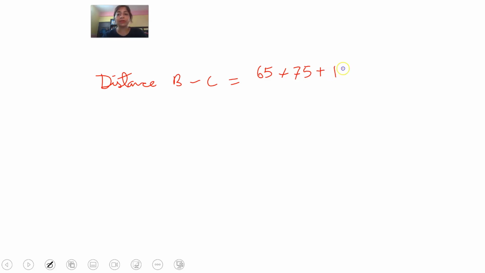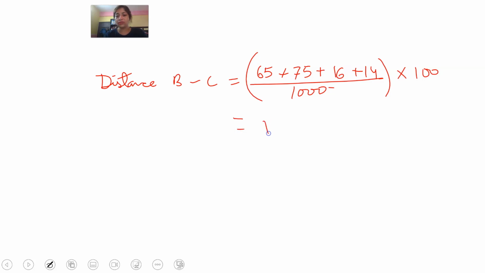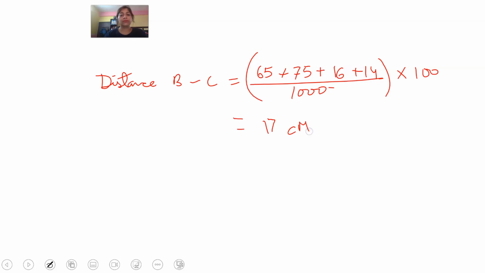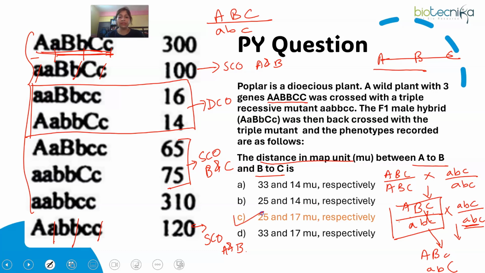We cannot forget the double crossovers, because in double crossover, one recombination event happens between each pair of genes. And the whole is multiplied by 100. So that will give us 17 map units or 17 centimorgan. So the answer here will be option C. Very easy, you just have to remember the concept and few formulas.